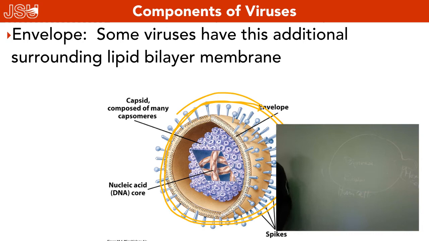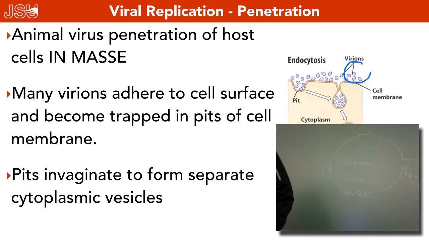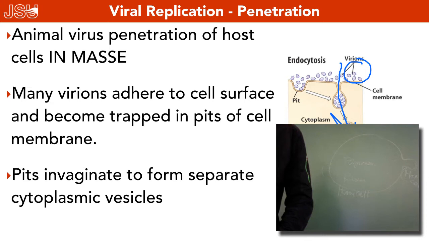All right, here we have naked viruses. They're going to form pits and come in that way. So naked viruses are going to enter a different way than envelope viruses. Endocytosis insofar as an invagination will form and they will come in essentially in a vesicle.